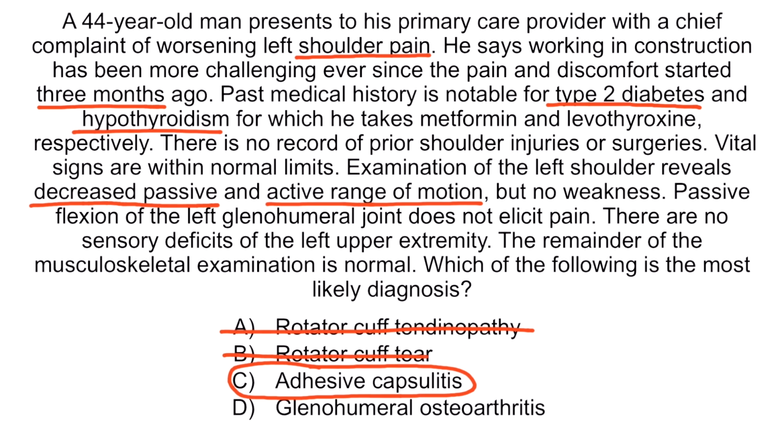Option B, rotator cuff tear, is also unlikely in this patient because he had no weakness on examination of his left shoulder, and rotator cuff tears almost always present with weakness. Lastly, option D is incorrect because shoulder arthritis is typically caused by repeated trauma to the joint. Since this patient does not have a record of prior shoulder injuries or surgeries, glenohumeral osteoarthritis is less likely than adhesive capsulitis. So again, the correct answer is C, adhesive capsulitis. And that concludes this section.